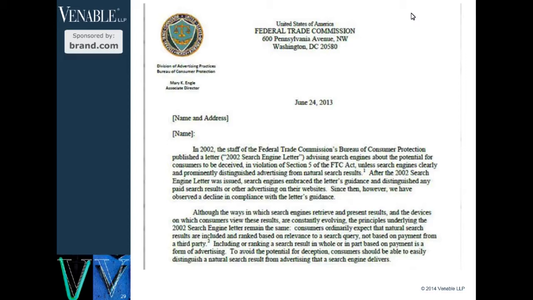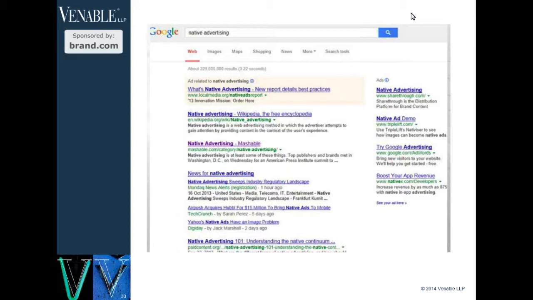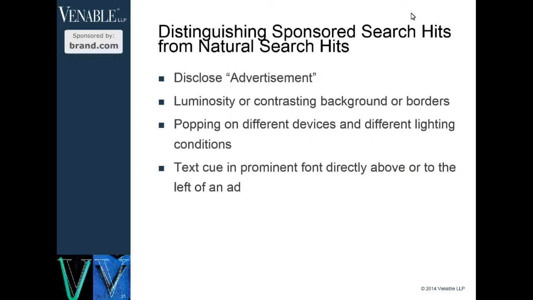We look at search engines, and the FTC has twice sent letters to search engines warning them that they need to disclose sponsored search hits and distinguish them clearly from native search results. The FTC actually conducted some consumer research in this case, and they did give us some very specific suggestions on how to disclose or how to distinguish paid content. This is just an example of Google, which is a verb now, but there are a number of different search engines out there, and all of them accept these dollars to show sponsored searches.